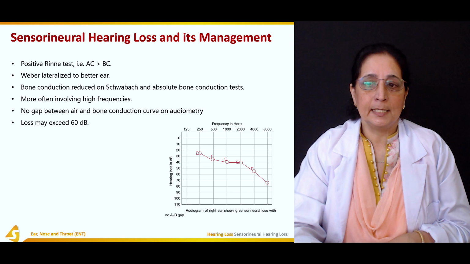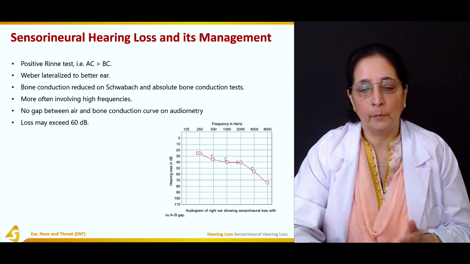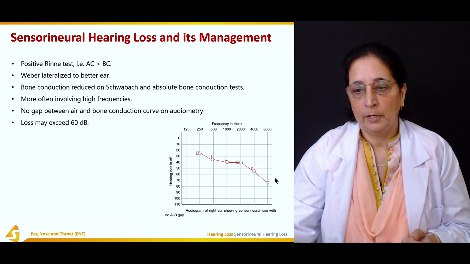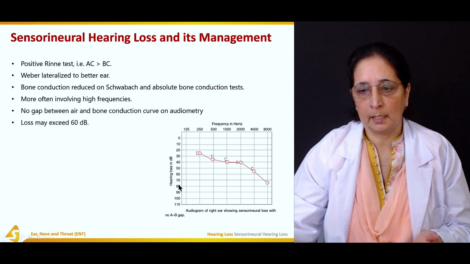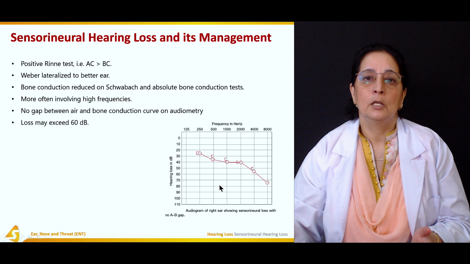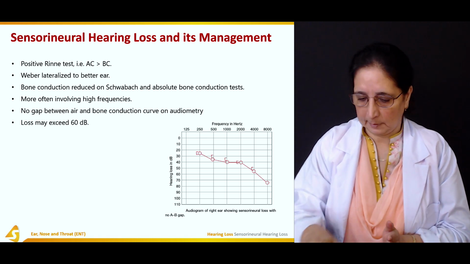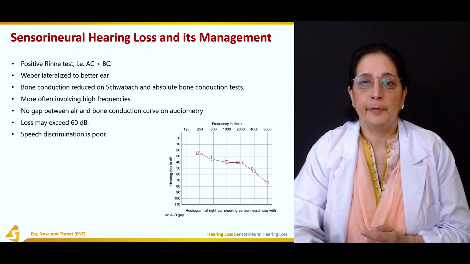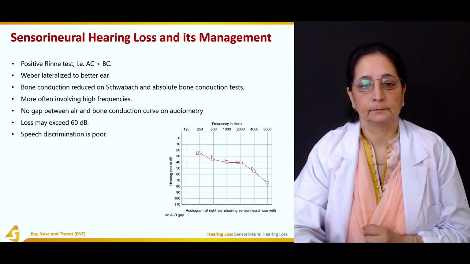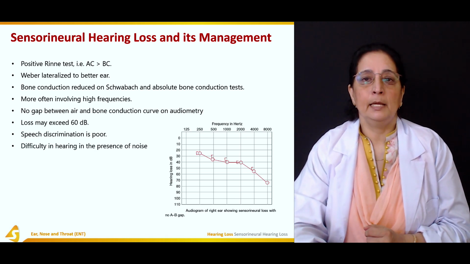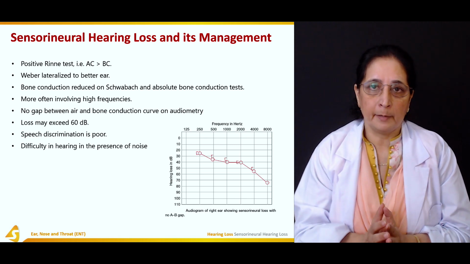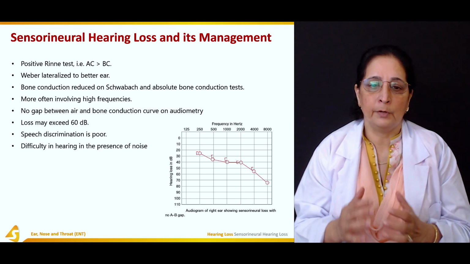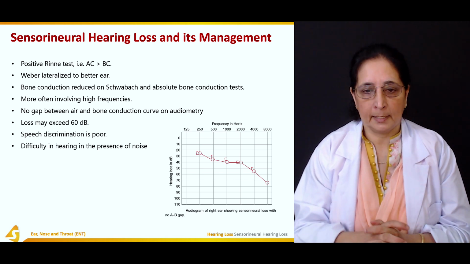Loss may exceed 60 decibels. Here you can see at about 8,000 it's about 75 or 80, so it's more than 60 decibels. Speech discrimination is poor, and there is difficulty in hearing in the presence of noise. In a quiet environment, hearing may be a little better, but if there is noise, hearing is affected more.